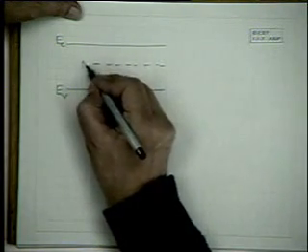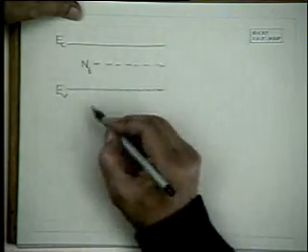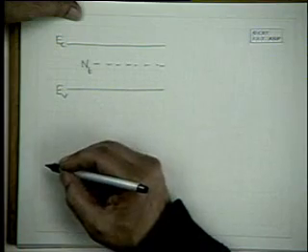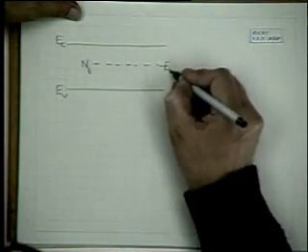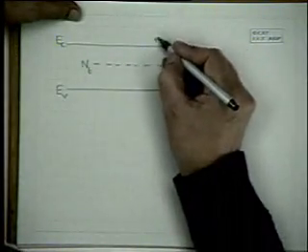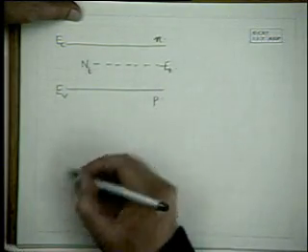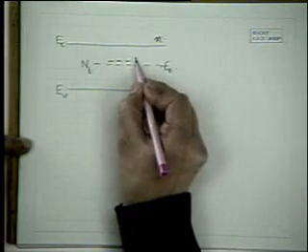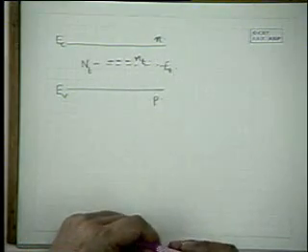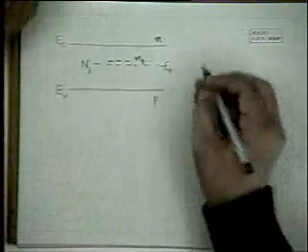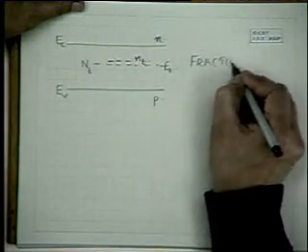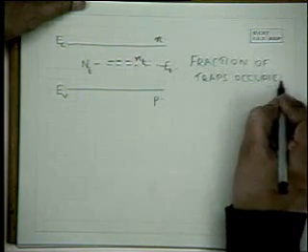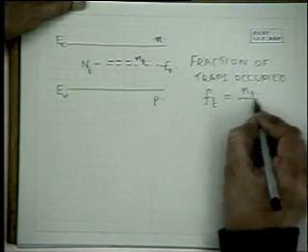For simplicity, we'll call this a trap, but it's understood that it is a recombination center in which both electrons and holes are recombining. Suppose the concentration of traps is NT at an energy ET. There are N electrons in the conduction band, P holes in the valence band, and this trap has trapped small nt electrons. Okay. So the fraction of traps occupied by electrons, Ft, is just nt by capital NT.